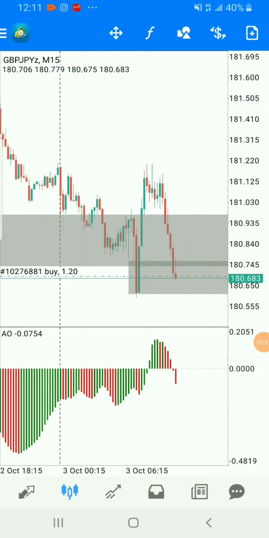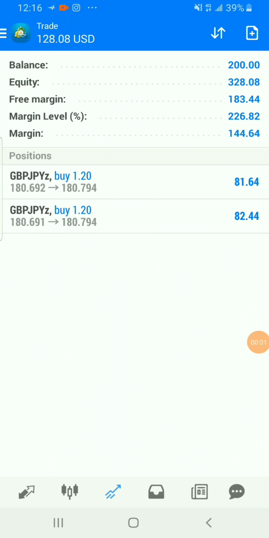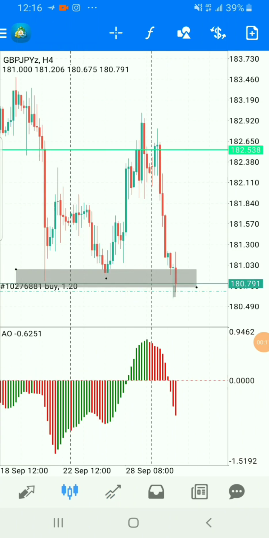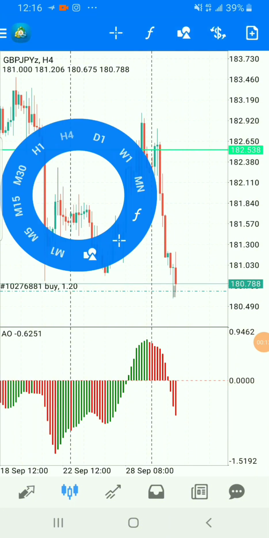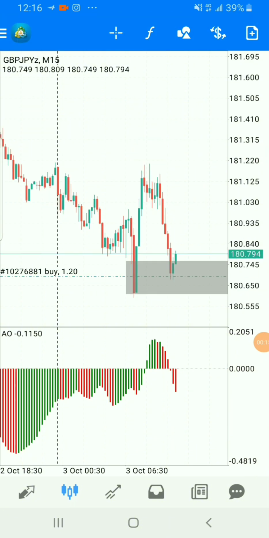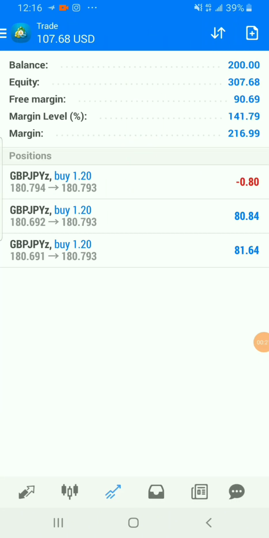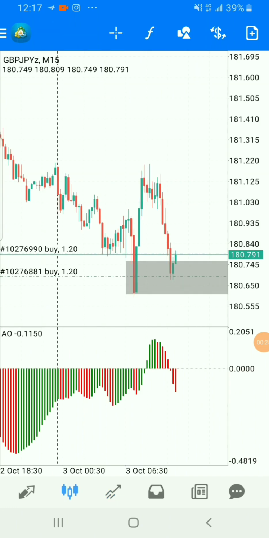So guys, now my account is running 300 USD, so my profit is running over 150 USD. What I'm going to do now is add more positions. Okay, I've added one more position right now.